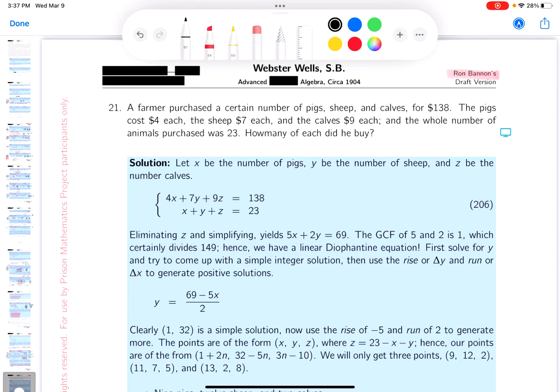So when a farmer purchases a certain number of pigs, sheep, and cows, I'm going to say X is the number of pigs, Y is the number of sheep, and Z is the number of calves, okay? And what do I know about this? The pigs cost $4 each. The sheep are $7 each. The calves are $9 each. And he spent $138 on it. It goes on to say, and the whole number of animals purchased was 23. So X plus Y plus Z is 23 animals in all.